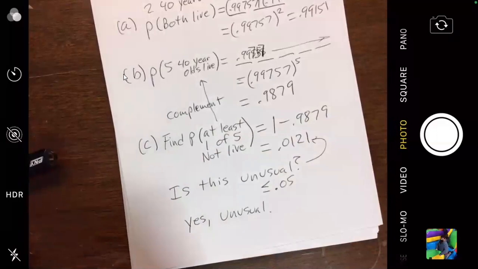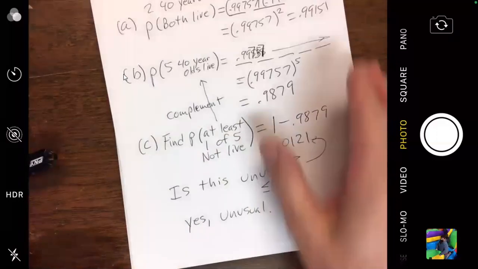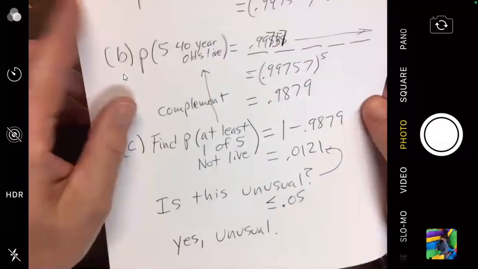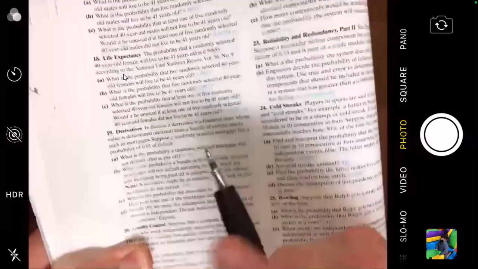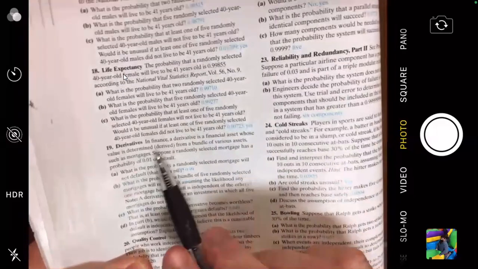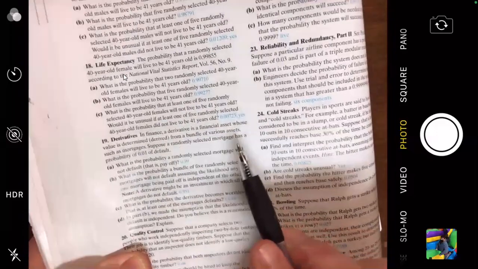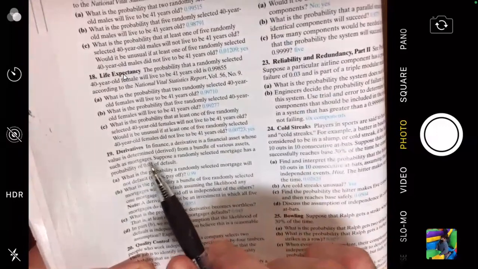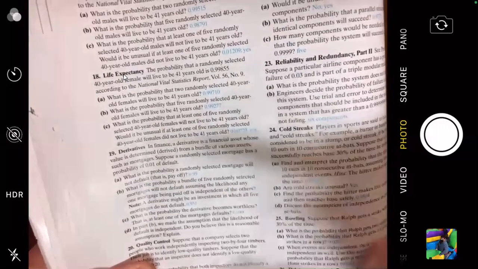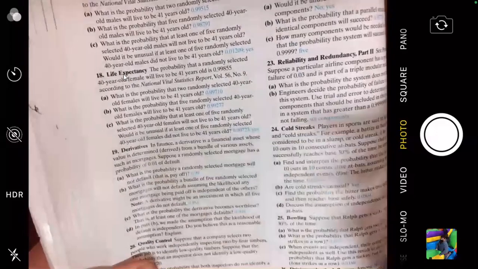Okay, do you want to keep going? Yes, please. All right, some of these are a little hard to read. 19 talks about financial derivatives. They try to give you a little lesson on that. I need it myself. I have no clue what the heck. So they're trying to give you a little lesson on it. In finance, a derivative is a financial asset whose value is determined or derived from a bundle of assets, such as mortgages. In other words, they've bundled a bunch of mortgages and have sold them as one derivative.